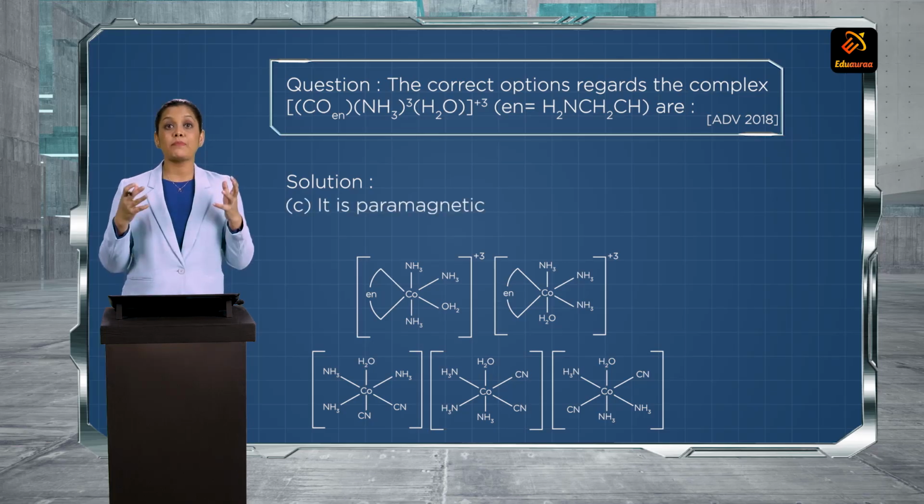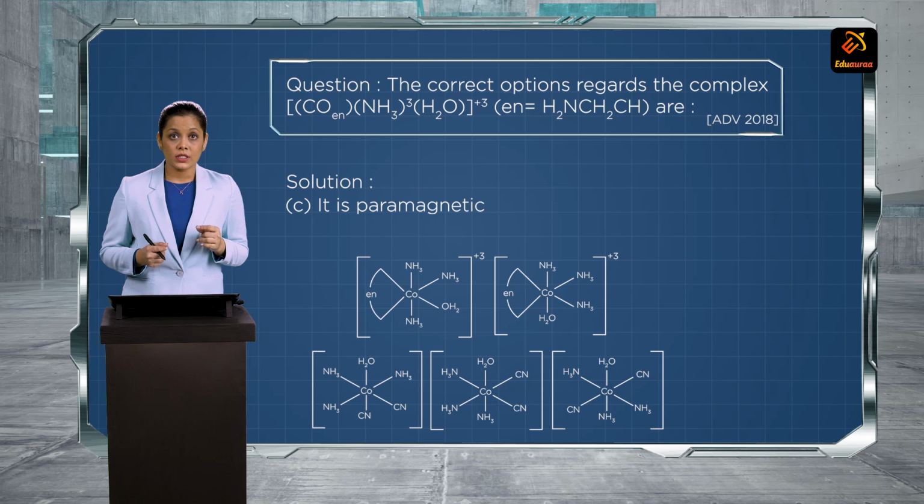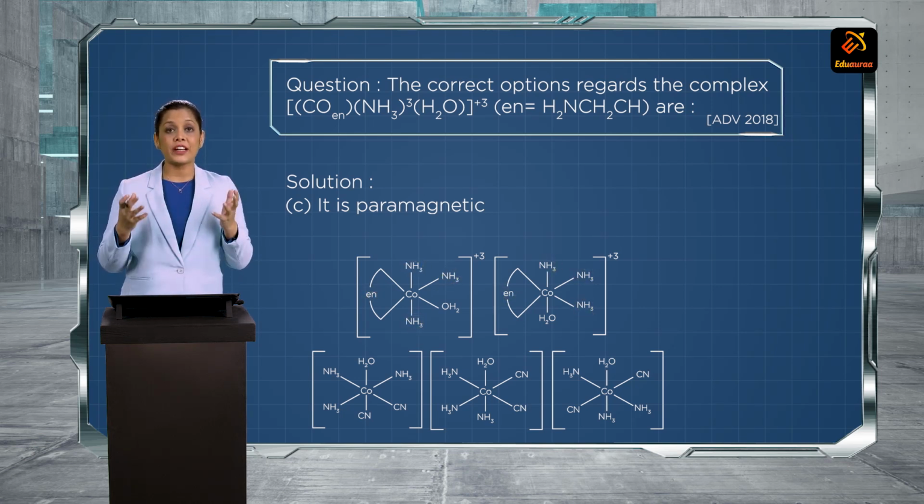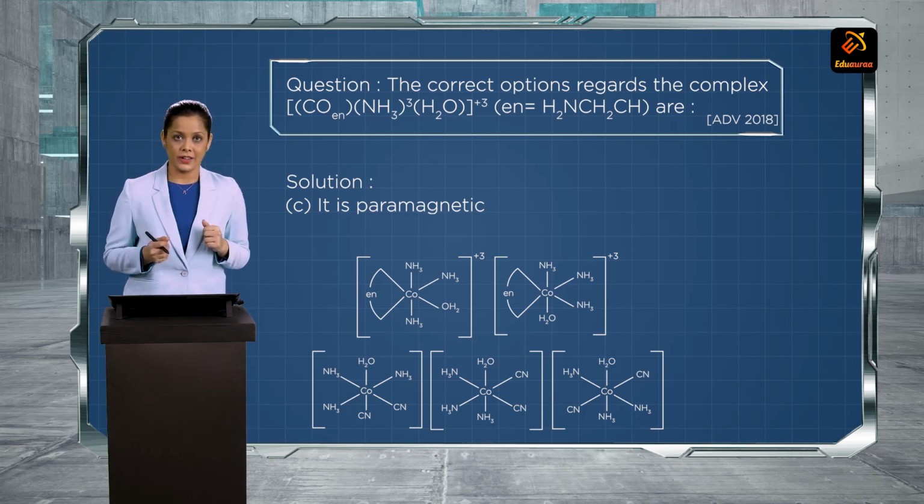Moving on to the next option. It says that it is paramagnetic. Now students, in order for a complex to be paramagnetic, it should have unpaired electrons. But since here, En and ammonia are strong field ligands, they cause pairing of electrons. And hence, the complex will be diamagnetic rather than paramagnetic. So this here, option C, is an incorrect statement. Moving on to the next option, that is option D.